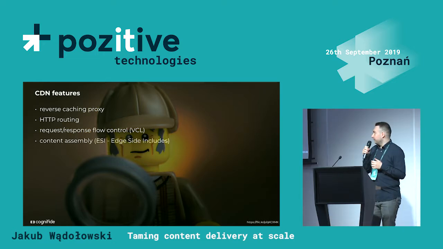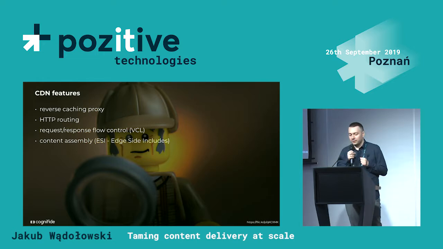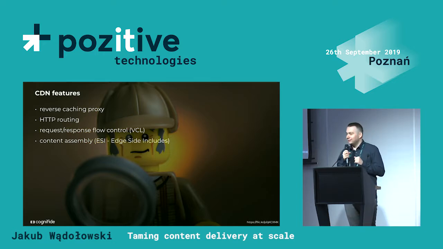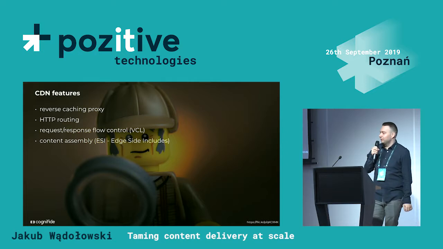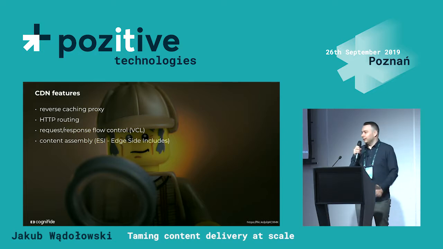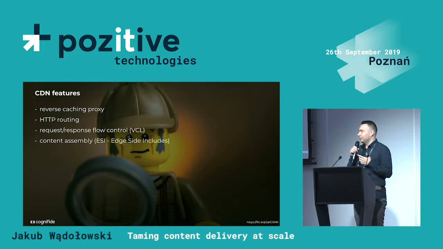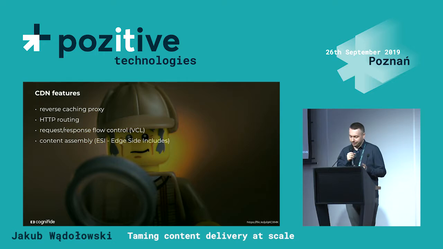The next thing that you can do at the CDN level is content assembly. ESI, which is Edge Side Includes, is a technology which is fairly old. It was from the late 90s. It was originally developed by Akamai, and that allows you to fill in, it's super simple. You have some sort of a template with placeholders, and you fill in those placeholders. Nothing fancy. Again, there will be examples later on.